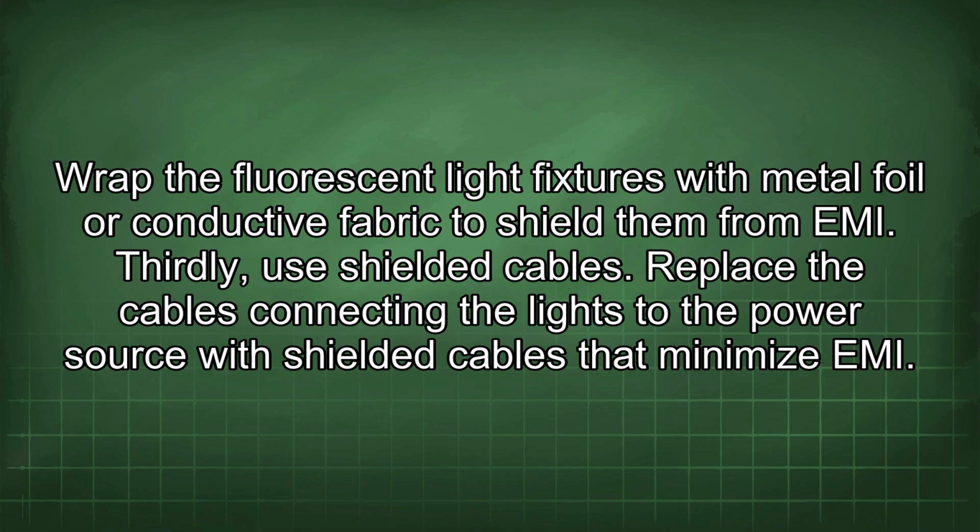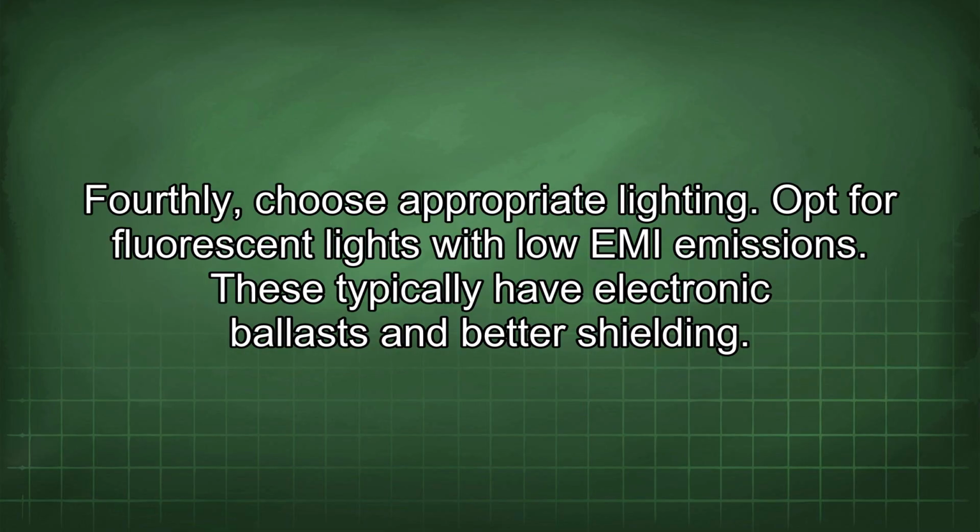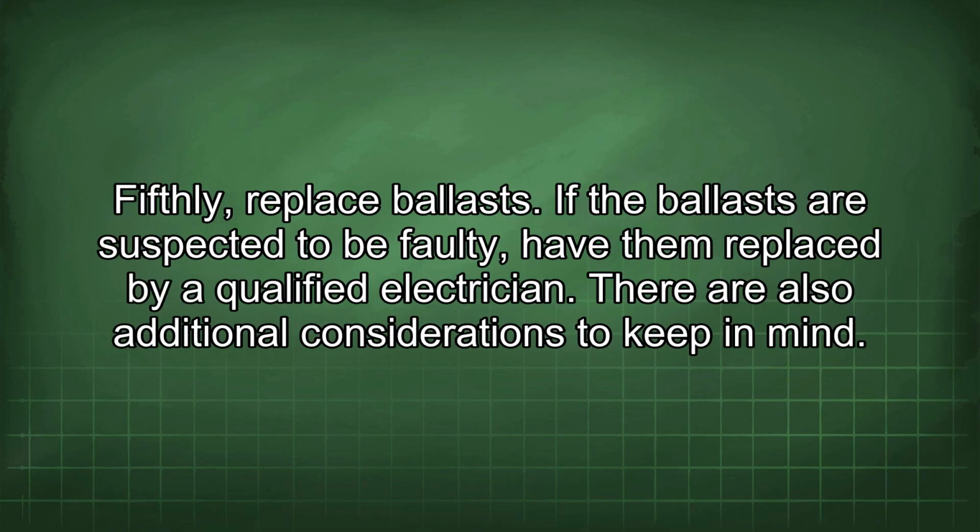Thirdly, use shielded cables. Replace the cables connecting the lights to the power source with shielded cables that minimize EMI. Fourthly, choose appropriate lighting. Opt for fluorescent lights with lower EMI emissions. These typically have electronic ballasts and better shielding. Fifthly, replace ballasts. If the ballasts are suspected to be faulty, have them replaced by a qualified electrician.